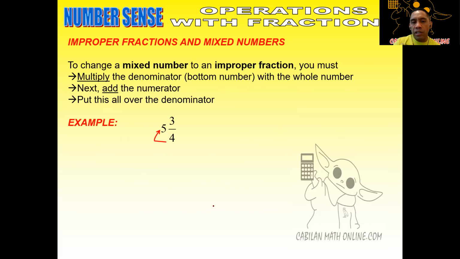The way we do that is we take the denominator and multiply it by the number that's in front of the fraction. Once we do that, whatever number that is, we're going to take that number and add it to the 3.